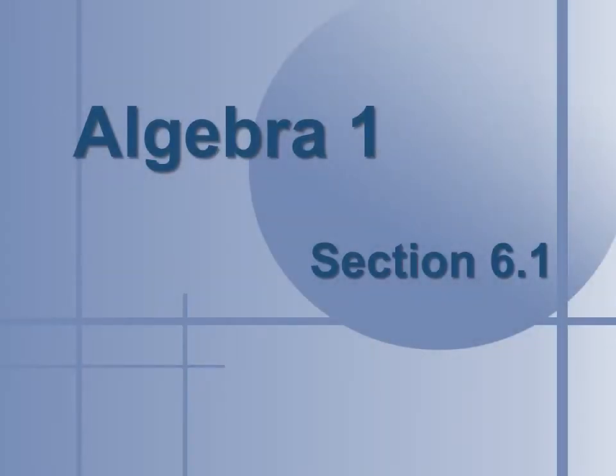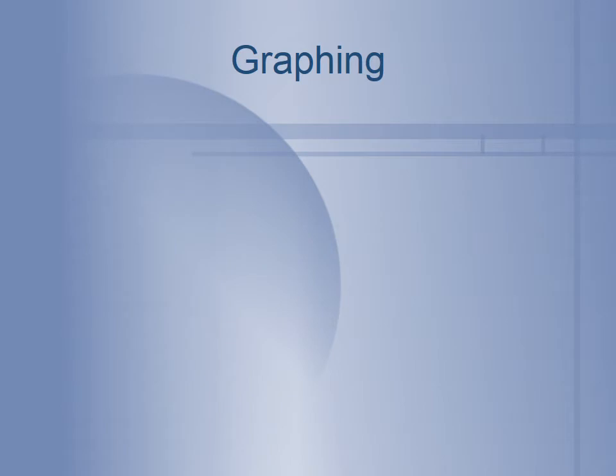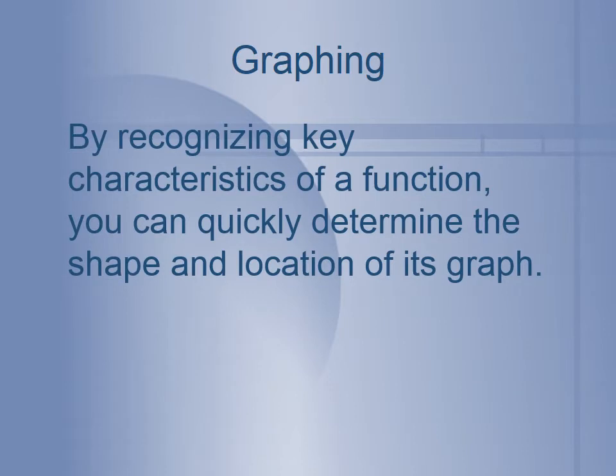Hey guys, so today we are starting chapter 6, section 1, where we're going to start graphing lines. So we already kind of know what graphing is, but our objective today is we want to recognize key characteristics of a function that can quickly determine the shape and location of its graph. So instead of having to plot 6 or 7 points to get an idea of what the graph looks like, we're going to be able to look at a function and determine the shape of the graph and the location of the graph just by looking at the function rule. So it'll be really neat.